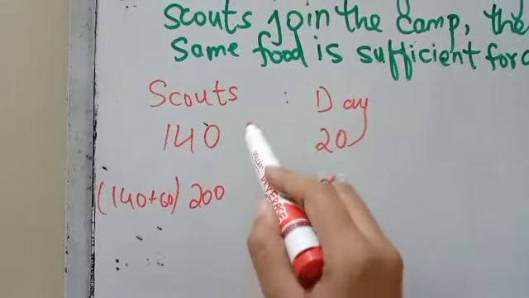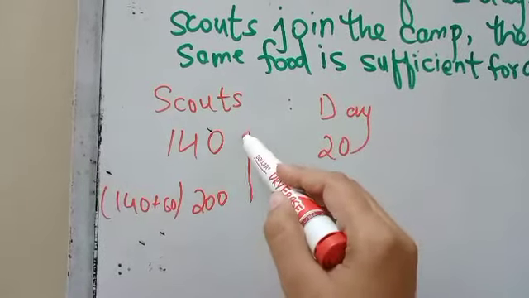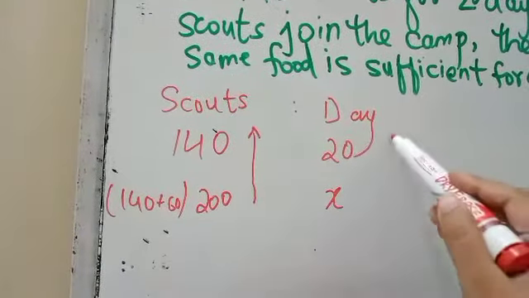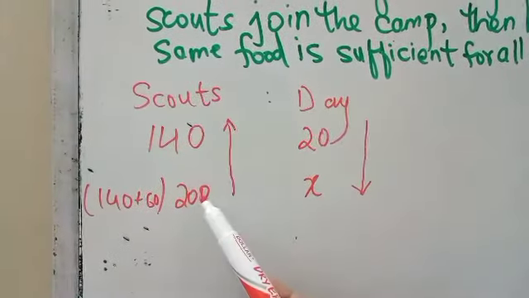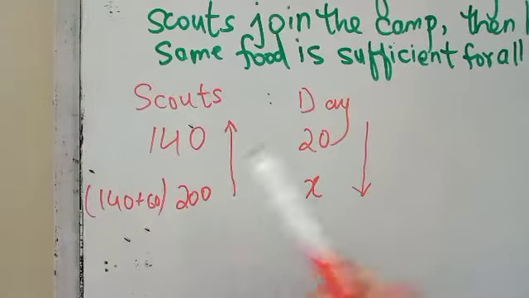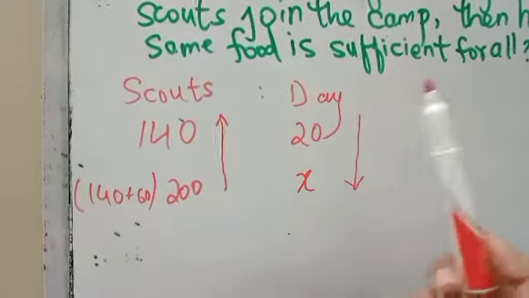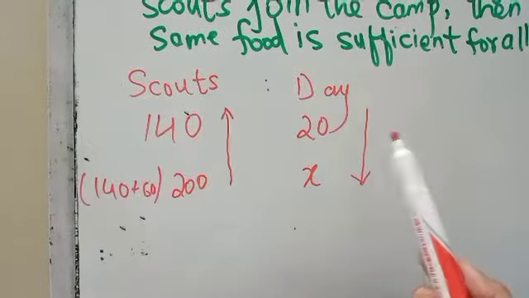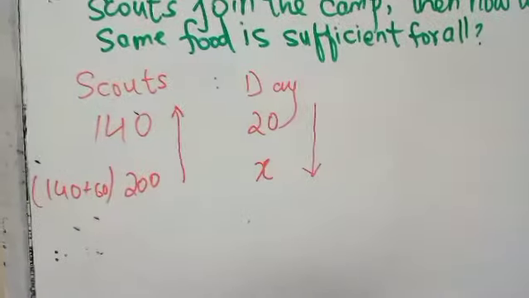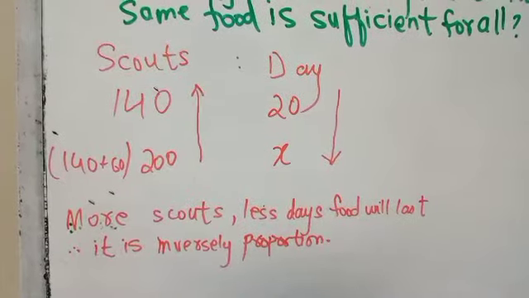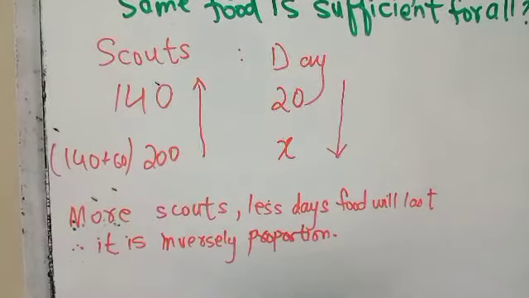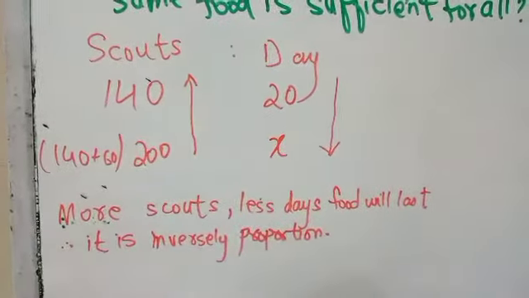So again, when scouts increased, days decreased. Increase in one causes decrease in the other. So it is again inversely proportional. You will write down the statement. It says more scouts, fewer days the food will last. It is inversely proportional. Okay, this statement you will write.